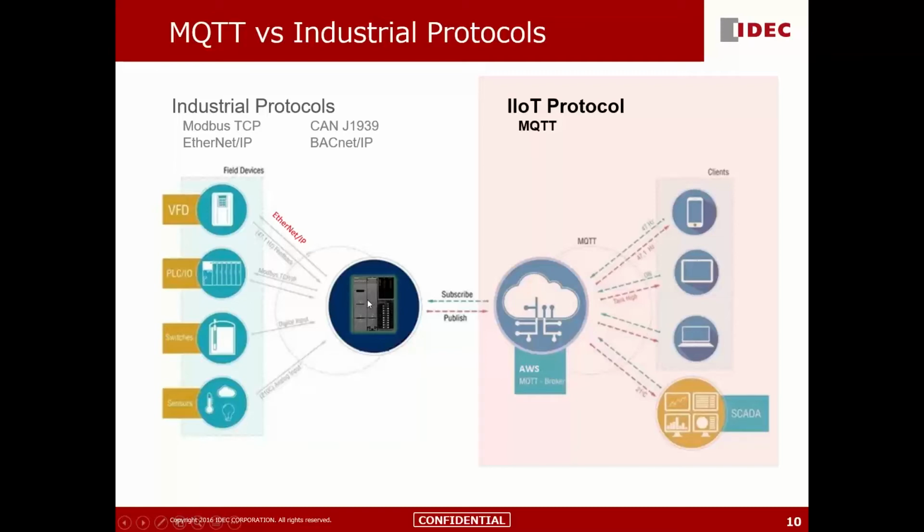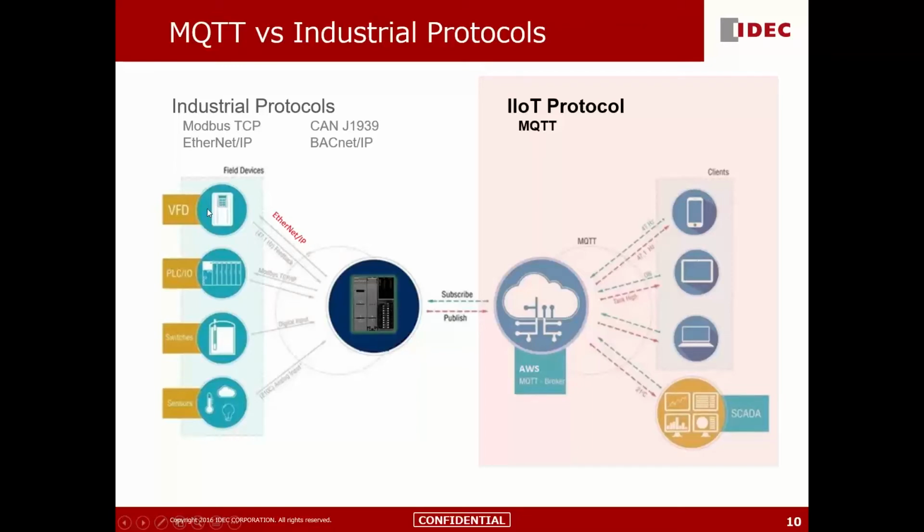And then you could publish all that information to the cloud using the MQTT protocol. Once the information is in the cloud, you have access to everything. You can build a SCADA system. You can have your phone accessing all that information down to the field device level. So basically, your client can have access to your VFD.